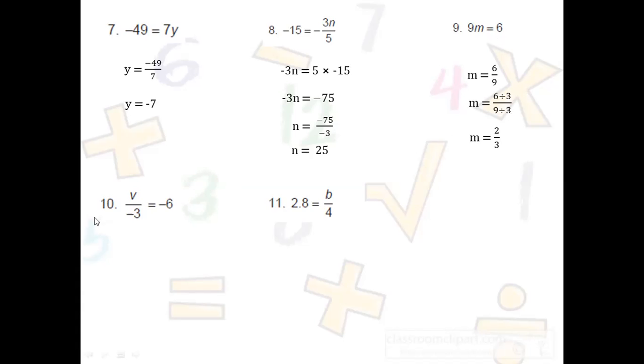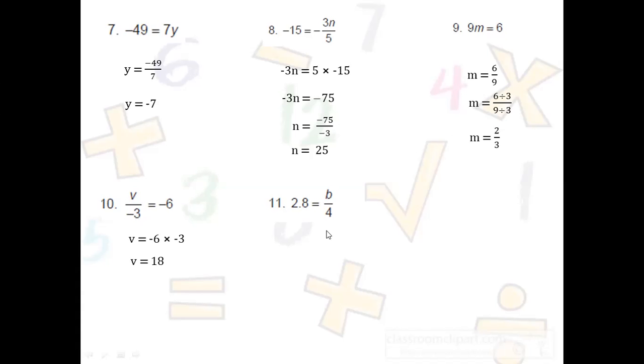Okay, number 10 is v divided by negative 3 equals negative 6. So divide, again multiply, so that's going to be v equals negative 6 multiplied by negative 3. That will give you positive 18, because you're multiplying two negative numbers. So v equals 18. You can check it by yourself. 18 divided by negative 3, is that going to give you a negative 6? Yes, it is, because you're dividing 18 by a negative number, so your answer should be negative as well. This is a very easy question.